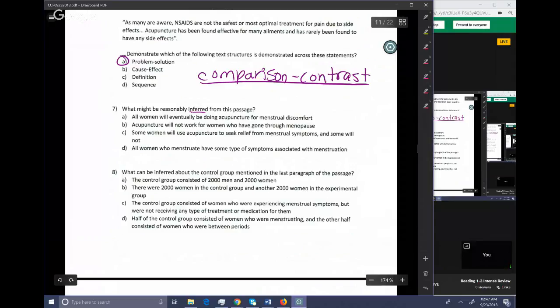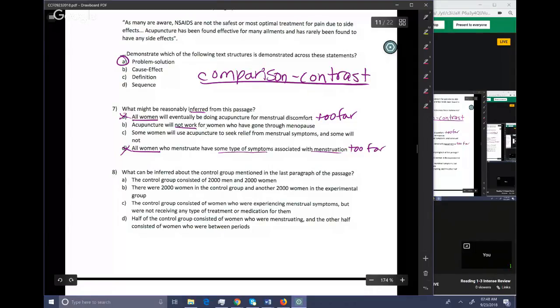So inferred is another version of the logical conclusion. All women, you always know when you see all, which we see on A and D, that it's probably not going to work. All women will eventually be doing acupuncture for mental discomfort. Obviously, that's too extreme. And then let's look at D, since it says all women. All women who menstruate have some type of symptoms associated with it. Again, too far. We do not have info for those two.